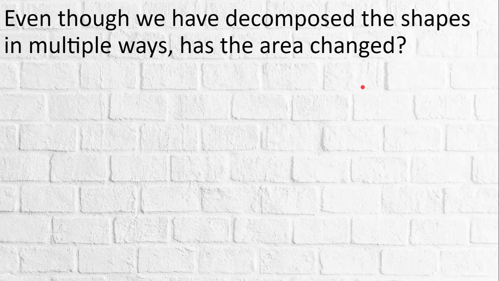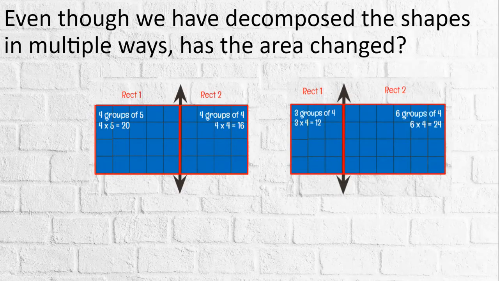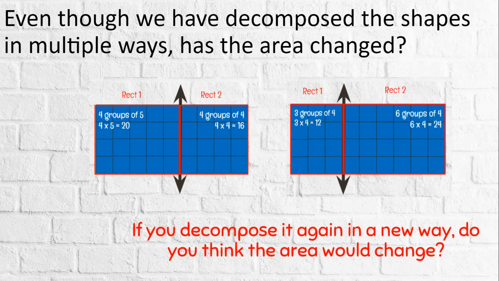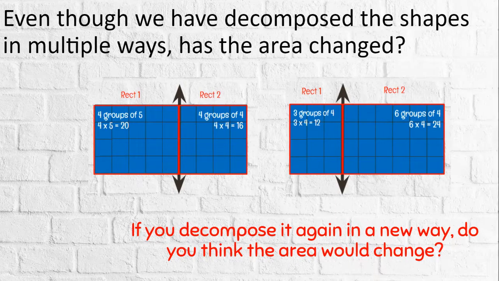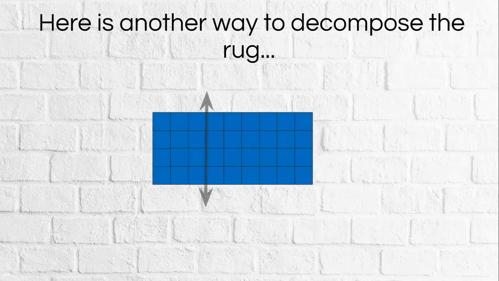Even though we have decomposed the shapes in multiple ways, has the area changed? You should have said no, the area has not changed. Both of these decomposed different ways still had the same area. If you decompose again in a new way, do you think the area would change? Here's another way to decompose the rug. Rectangle 1, rectangle 2. Let's check. Let's see if the area changes. Rectangle 3. Do you think the area is going to change now?